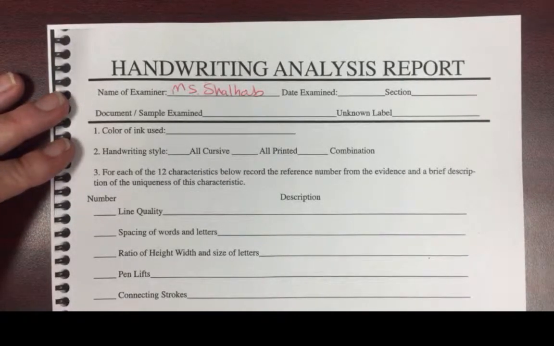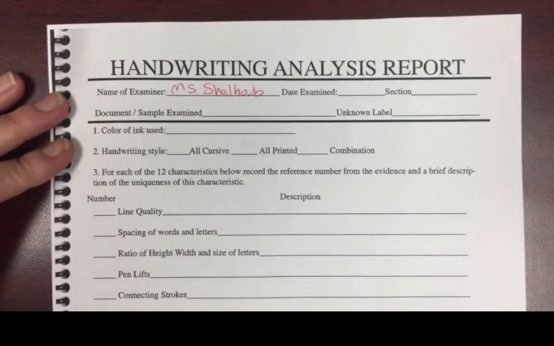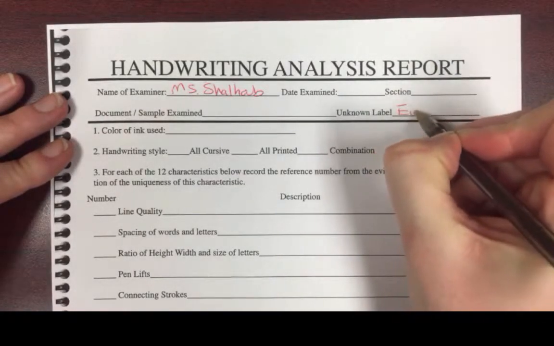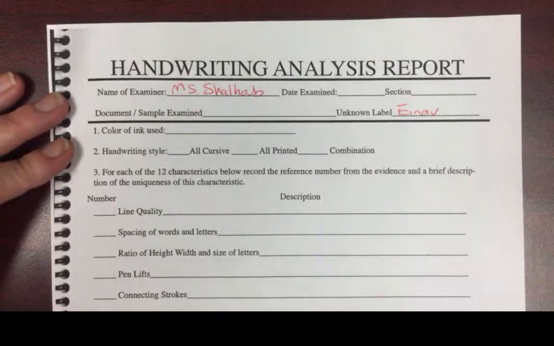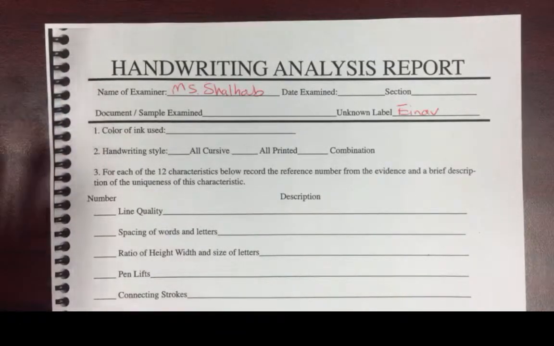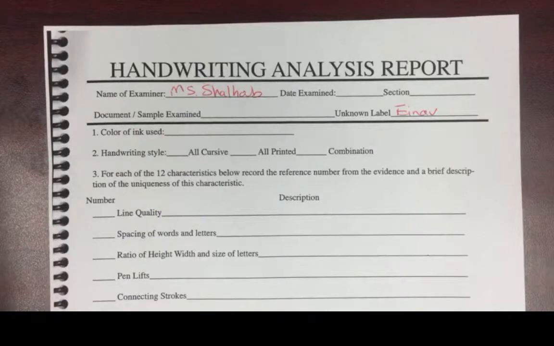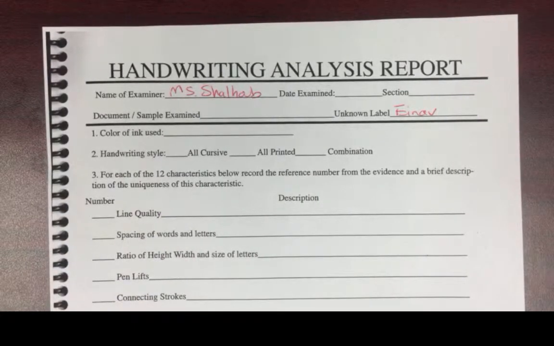You can also, in the unknown label, write the name of the person whose handwriting you're analyzing. So if it's not you, you're going to write the other person's name. So I'm going to write Inav because I have an example of a 7th grade handwriting sample that I'm going to be analyzing for you today. I'm going to be showing you the document I'm analyzing and then showing you how to fill that information in on the handwriting analysis report.